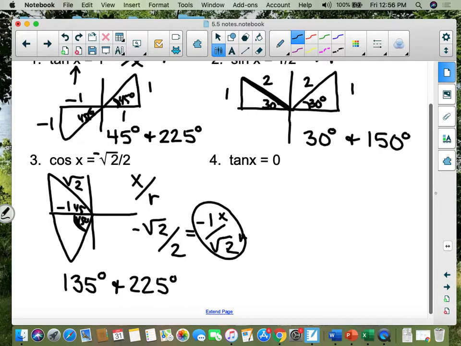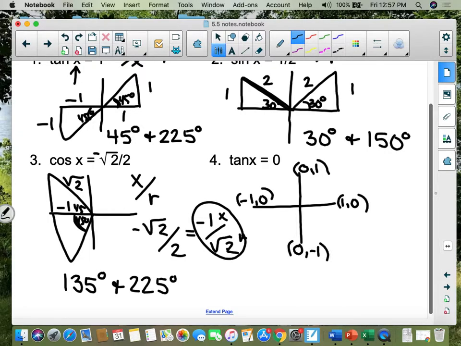Tangent of x equals 0. Well, it's not going to make a triangle because most of our answers had actual numbers on the sides of the triangle, right? So this must be a unit circle one. I always do 1, 0, 0, 1, negative 1, 0, 0, negative 1, and I have to figure out which one of those two or 3 or whatever it's going to be. Tangent is equal to y divided by x.